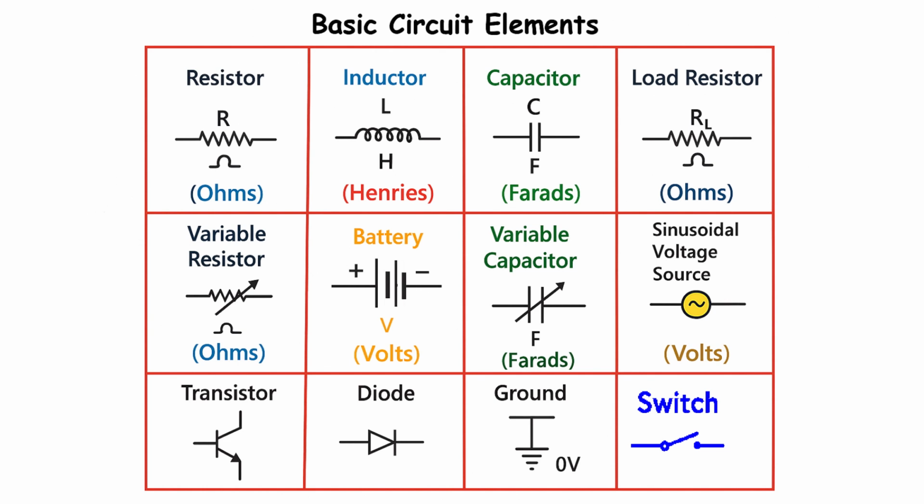The first element, and perhaps the most common, is the resistor. You can see its symbol here. It looks like a little zigzag line. The job of a resistor is right in its name. It resists the flow of electricity.